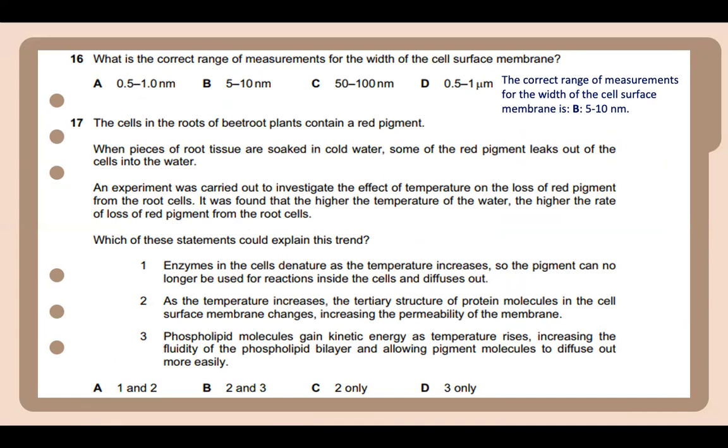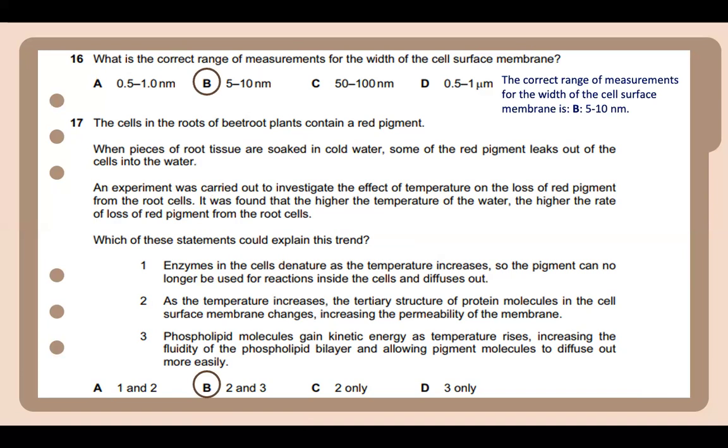The cells in the root of a beetroot plant contain a red pigment, and when pieces of root tissue are soaked in cold water, some of the red pigment leaks out of the cells into the water. An experiment was carried out to investigate the effect of temperature on the loss of red pigment from the root cells. It was found that the higher the temperature of the water, the higher the rate of loss of red pigment from the root cells. Which of these statements could explain this trend?